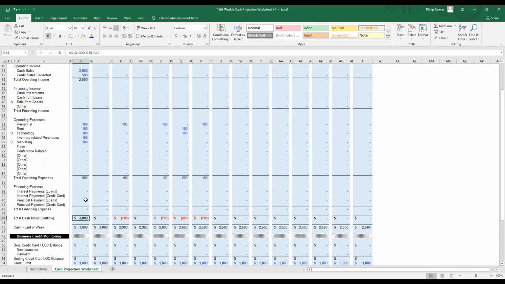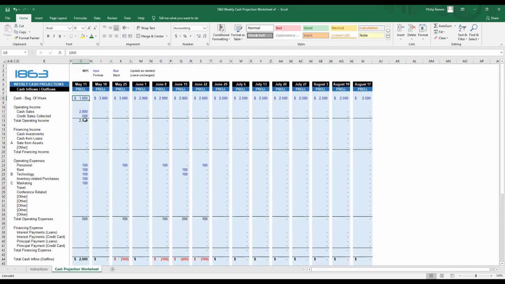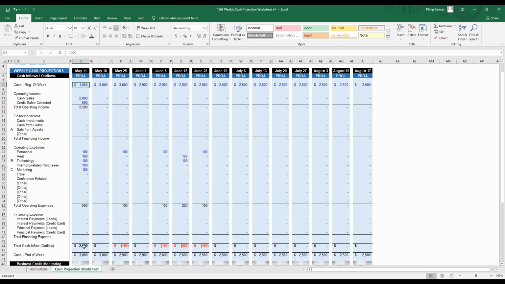And then we get down to the total cash inflow or outflow. Let's walk through what we just did. At the beginning of the week, we have $1,000. We get $2,500 in sales this week, and then we're going to spend $500 of real cash this week. So at the end of the week, we're going to have $2,000 of income. We add that to the $1,000 from up top, and our total cash at the end of the week is going to be $3,000. Great.